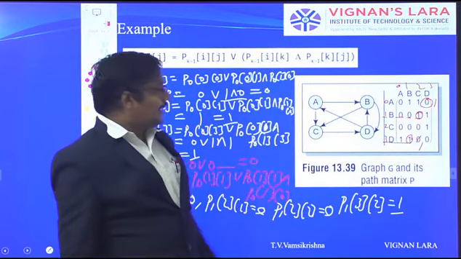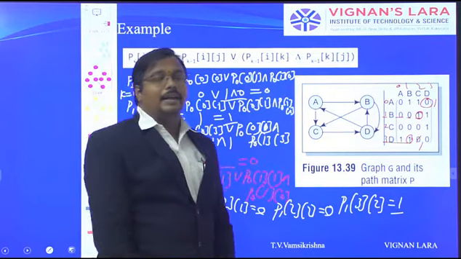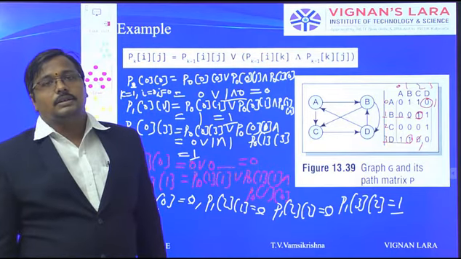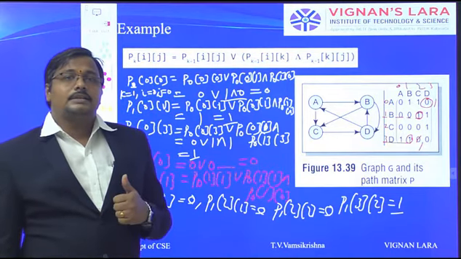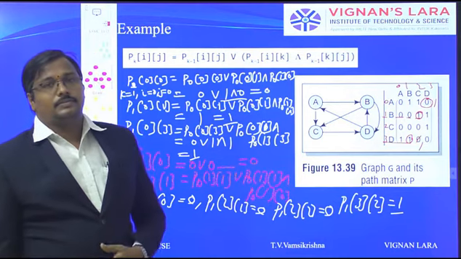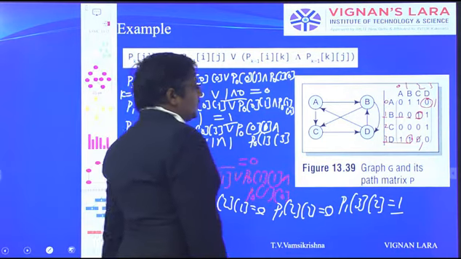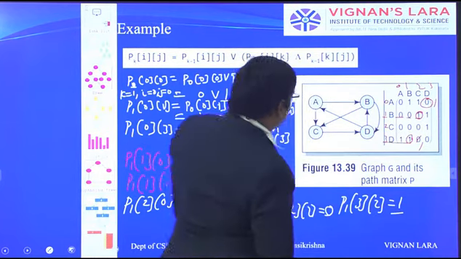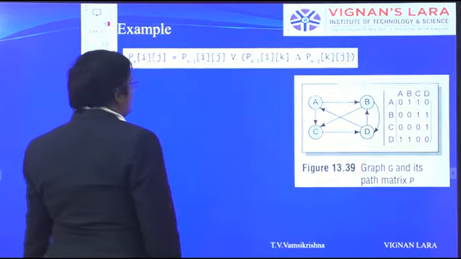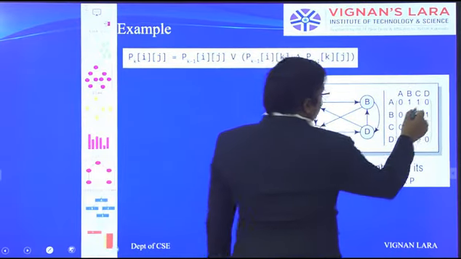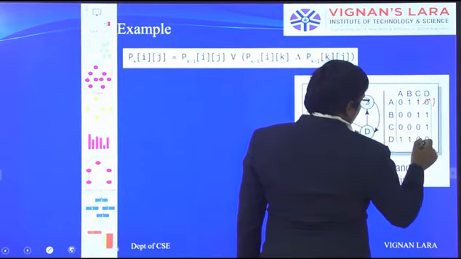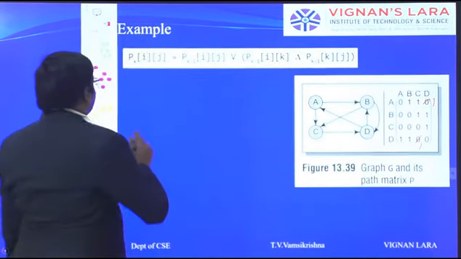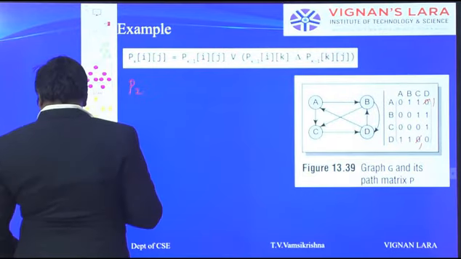Okay, so like that, we need to update the matrix, and at last we are getting the resultant path matrix. So in this iteration, these two values are updated. Okay, so go for the next iteration. This one value is updated to 1, this one value is updated to 1. So we are moving to the next case, which means P2.